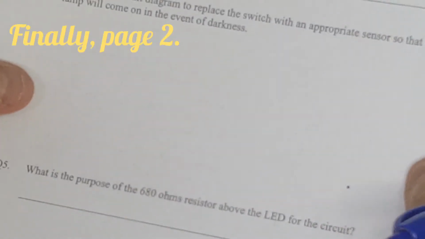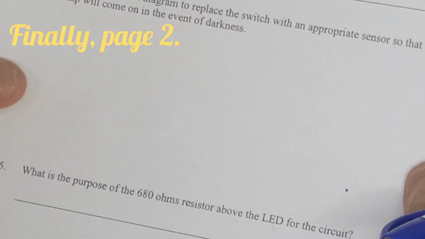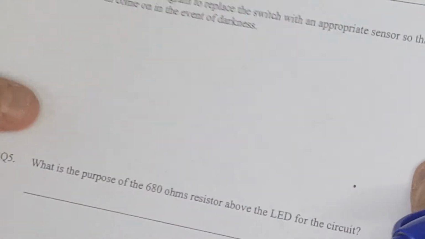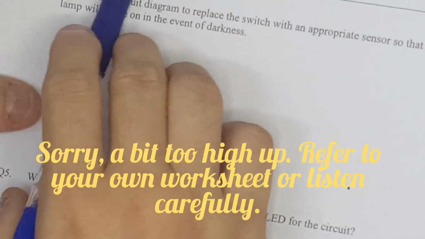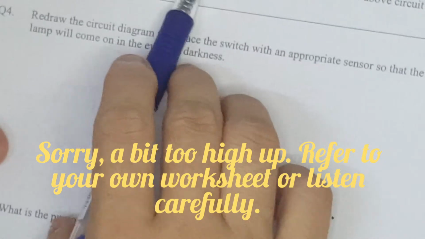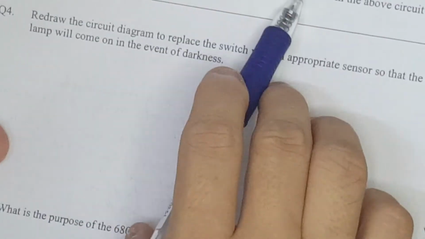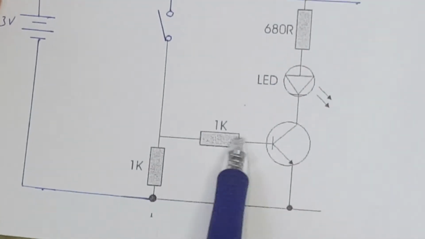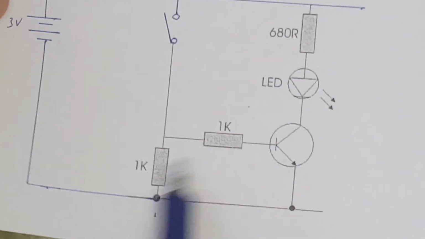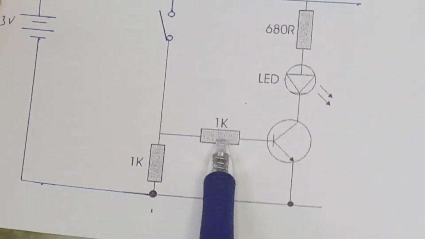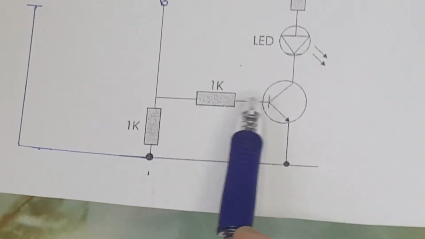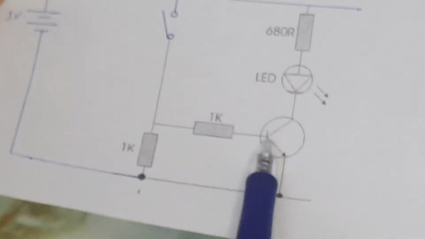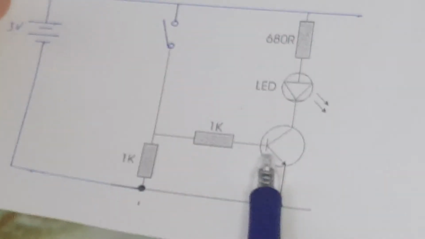Come to the second page of the knowledge test on basic electronics worksheet finally. Question 3 is, what is the purpose of the 1 kilo ohm resistor connected to the transistor in the above circuit on the first page? So the question is about this, not this one. So this is a 1 kilo ohm fixed value resistor connected before the base of the NPN transistor here.